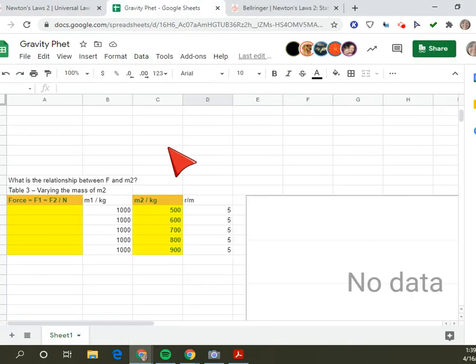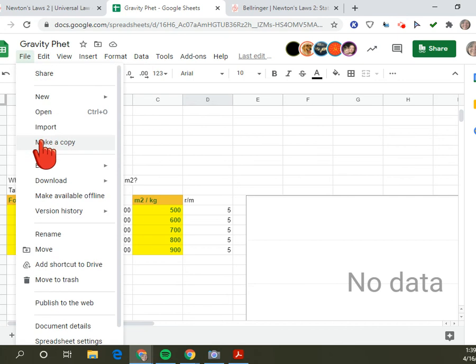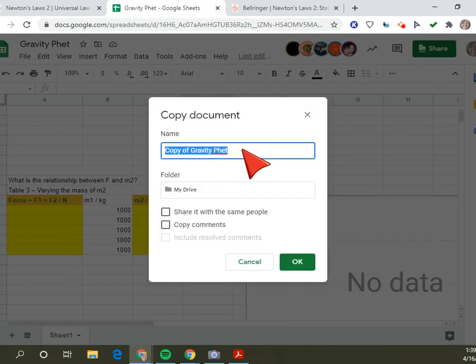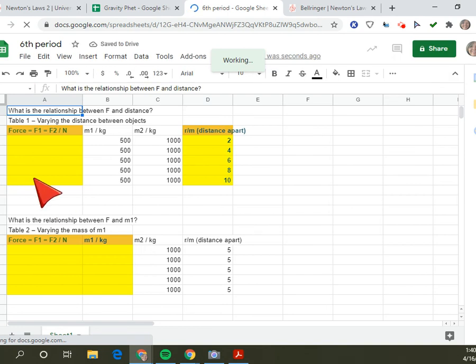So the Google Sheet should look like this. You go File, Make a Copy, and then you can name it whatever you want to. I'm going to name this one 6th period. And we're going to say okay. Okay, so first thing, let's look at our sheet that we have here.